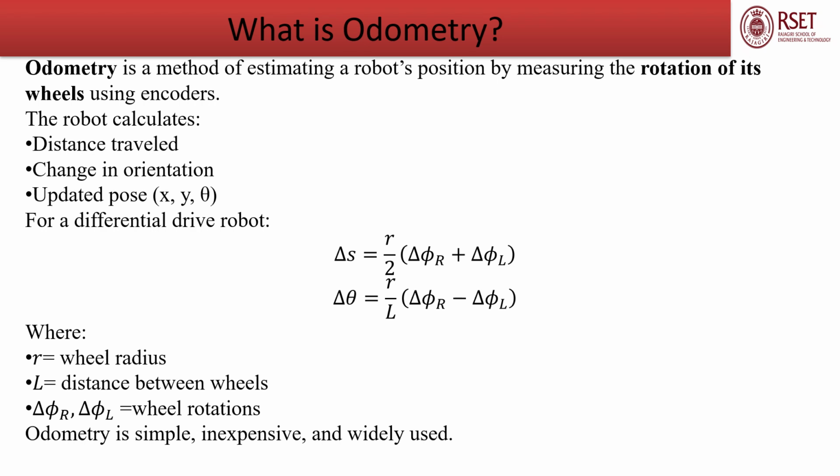In this slide, there are two equations given. For a differential drive robot, delta S and delta theta are given. In these equations, R represents the wheel radius, L the distance between the wheels, and delta phi R and delta phi L are the wheel rotations. Odometry is simple, inexpensive, and widely used.